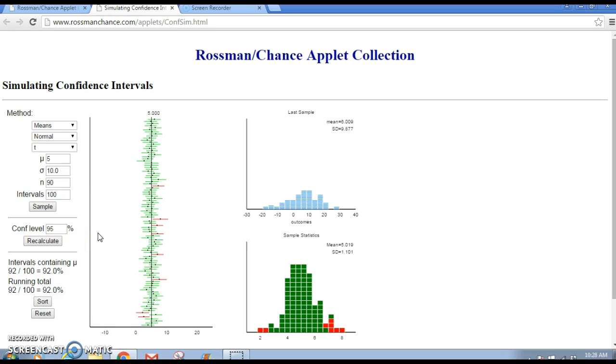Now, what's cool about this is when you want to explain this to your students, you can explain what this confidence level means using this picture. You could say that if 100 samples of the same size, in this case 90, were taken and confidence intervals were constructed, about 95% of them would be successful in capturing the true population mean. And as you can see right here, 92% of the confidence intervals were successful in capturing that 5.